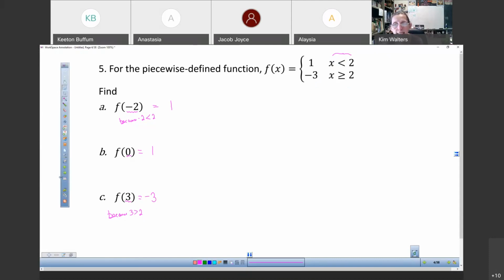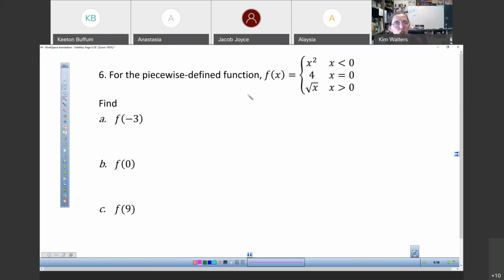All right, we're going to take this a little bit different, but the same concepts with a little bit different function. Now my function has 3 pieces to it. We're going to use the function f of x is equal to x squared for all of the values of x that are less than 0. So we're restricting x squared to just work for values that are less than 0.